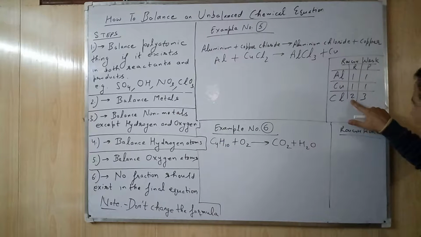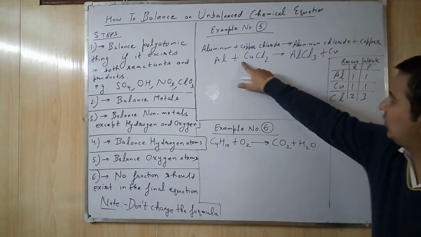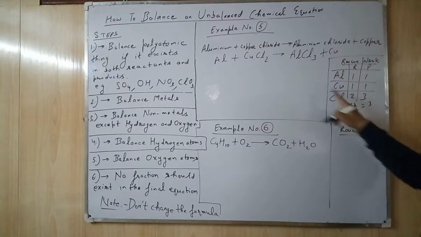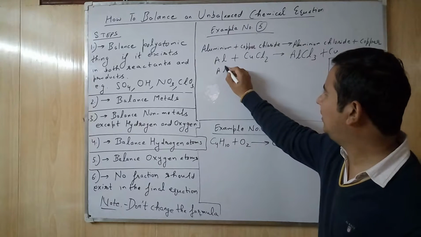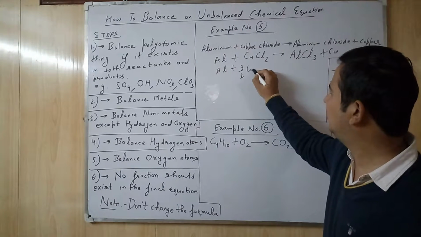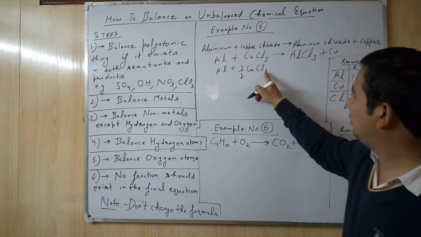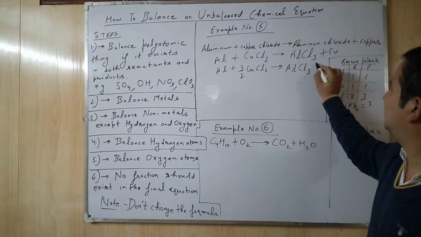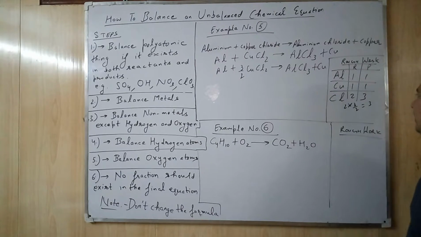We will multiply this 2 by 3 by 2 so that we can make this 2 into 3. So I will add 3 by 2 here. You have to make this 2 into 3, so you will multiply with 3 by 2. Al plus 3 by 2 CuCl2, because 3 by 2 into 2 will give us 3, gives AlCl3 plus copper Cu. So that's fine.